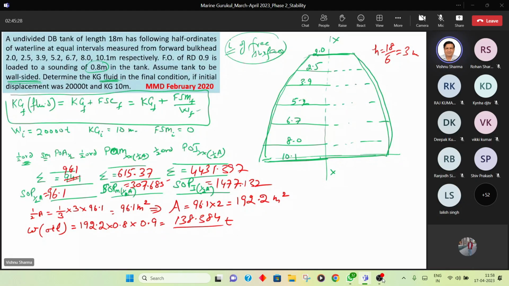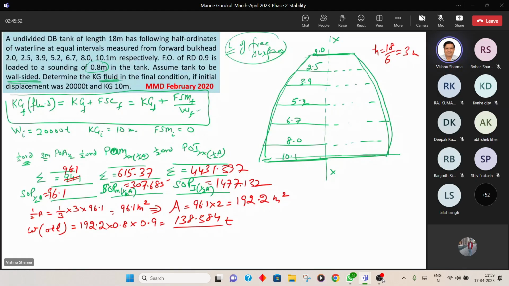Small w1. How come I have written one? Achha, my area was wrong. So guys, this answer of mine may not match. So that will be subject to correction, of course. I'll keep correcting my notebook also. 138.38.